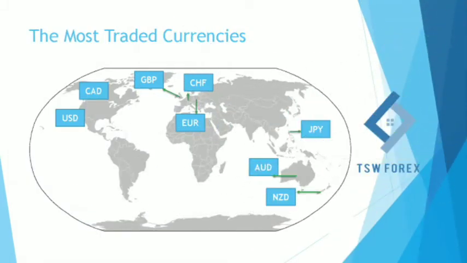Okay, so these are the 8 major currencies that we have. We have the US dollar, the Canadian dollar, the Great British Pound, the Swiss franc, which is CHF. We have the euro, JPY, which is the Japanese yen, the Australian dollar, and the New Zealand dollar. As you can see, we only have 2 from the northern continent, US dollar and Canadian dollar, the British pound, Swiss franc, and euro from the Eurozone, and then we have the Japanese yen from Asia, and then we have the Australian dollar and New Zealand dollar.